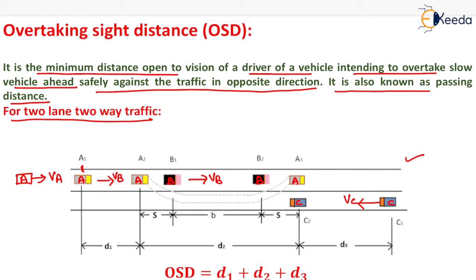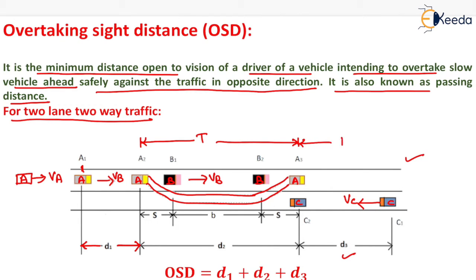Now from A1 to A2, vehicle A will follow vehicle B with the slower speed VB, and the distance traveled from A1 to A2 is known as D1. At A2, vehicle A tries to overtake vehicle B. So it will accelerate and move to the side lane like this. The total time taken by vehicle A to move from point A2 to point A3 will be capital T. During this time, vehicle C will travel distance D3 in the same time, capital T.